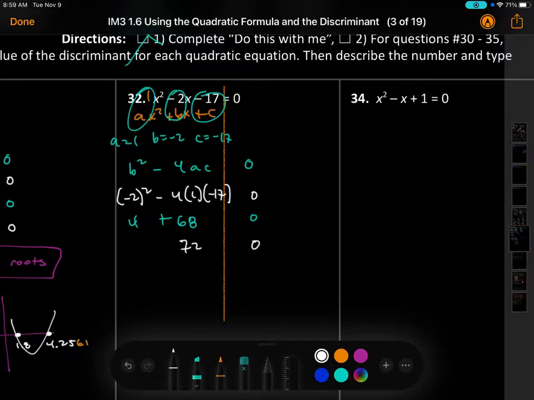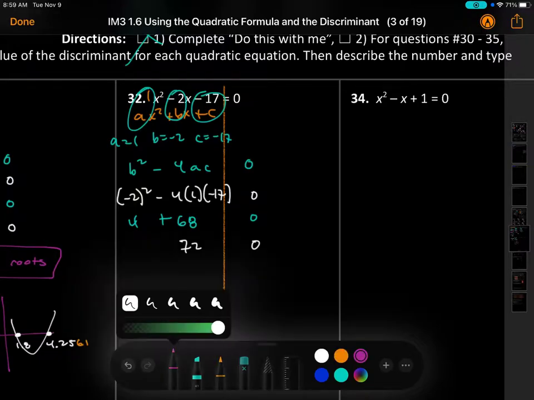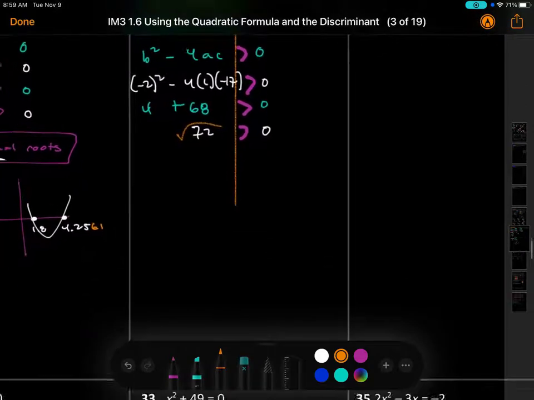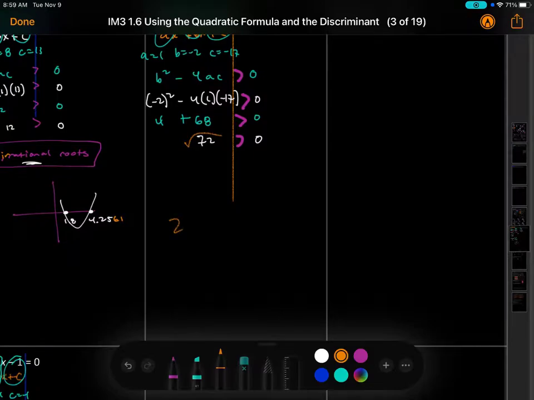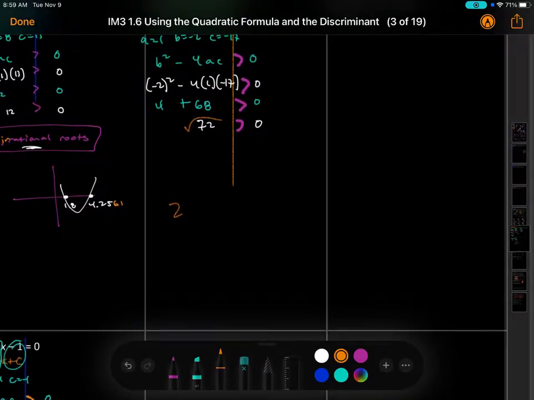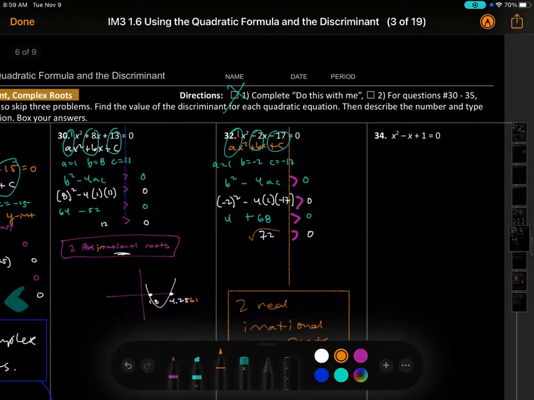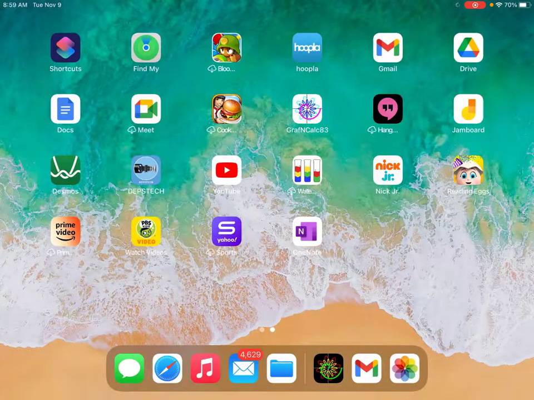And it's going to be greater. But the question is, is this a perfect square? The answer is no. So we're going to have 2 real irrational roots. And let me just show you why. Quickly graph this.